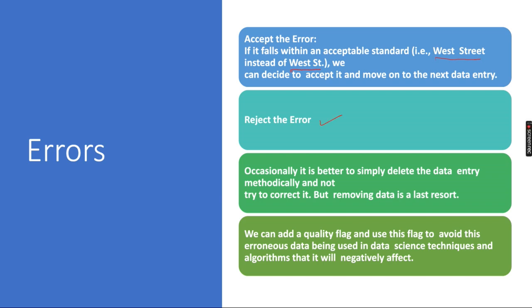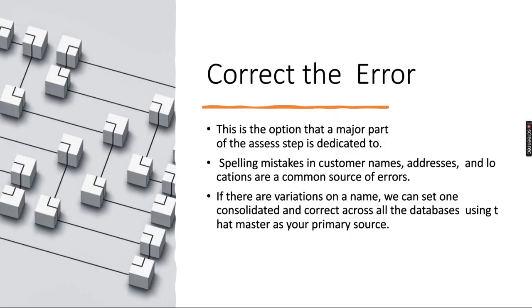Now, reject the error. Occasionally it is better to simply delete the data entry methodically and not try to correct it, so we have to remove the data. So that is reject the error. We can add a quality flag and use this flag to avoid this erroneous data being used in data science techniques and algorithms that would affect the results negatively. So if our quality is good, then we can use the data, otherwise we can reject the data.